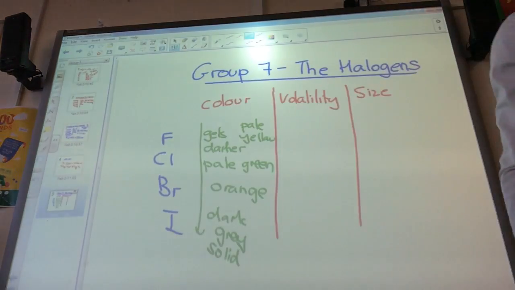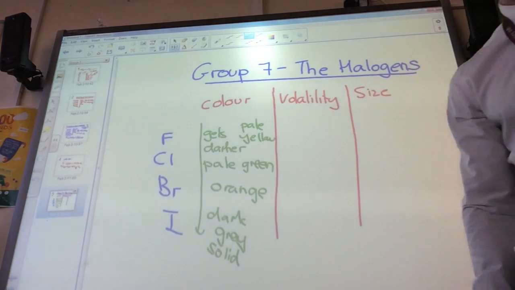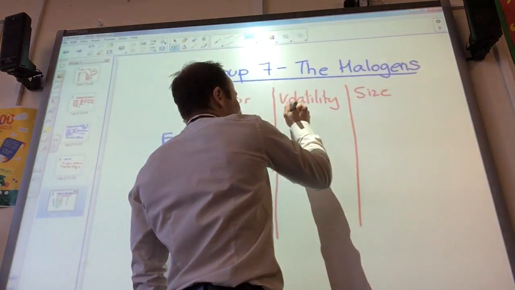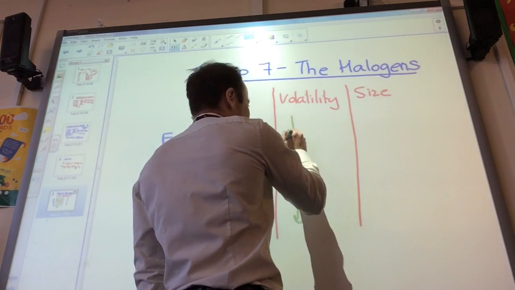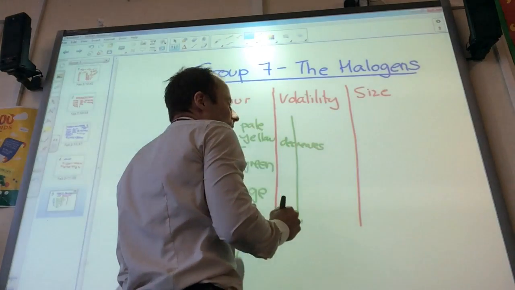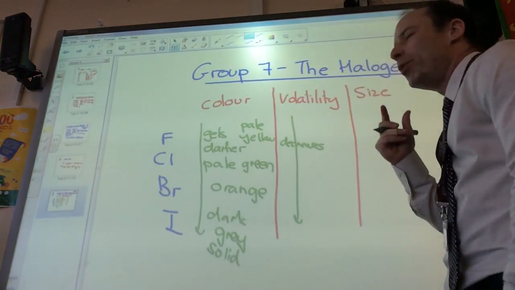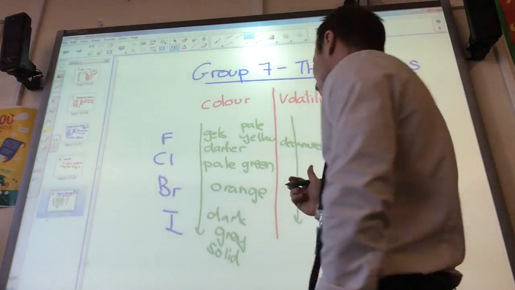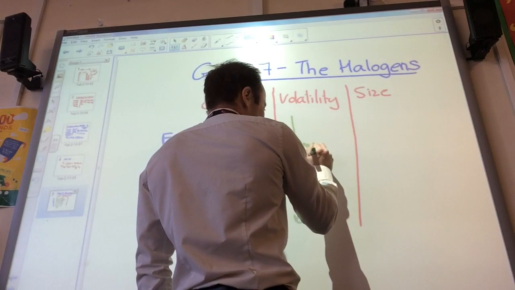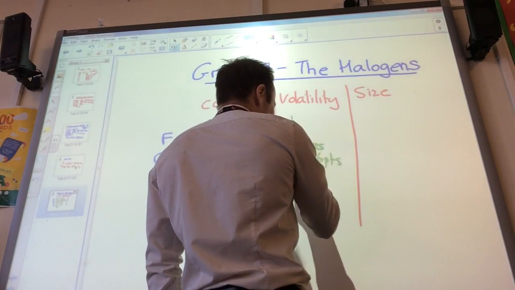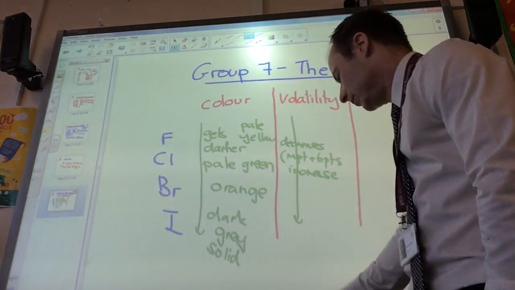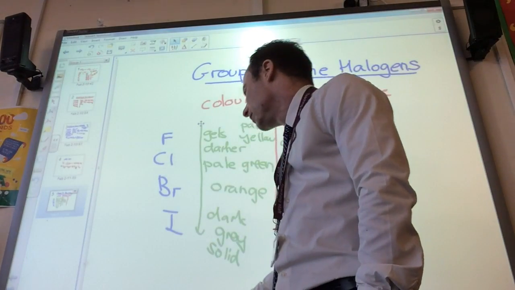So what happens to the volatility? Yeah, absolutely. So volatility, as we go down, it decreases. So my boiling point or my melting point gets higher. So if we say melting and boiling points increase as I go down. We'll change colour.